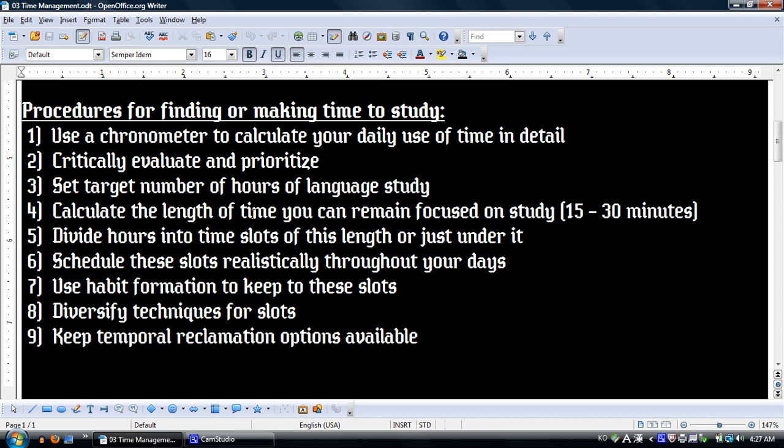Whereas if you have 15-minute time slots peppered throughout your day, if you have to miss one of those but you still make the others, then you're just fine. It's not an issue. It's much easier to keep going in this fashion.